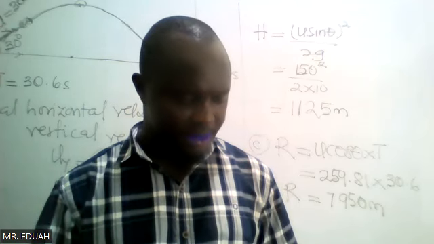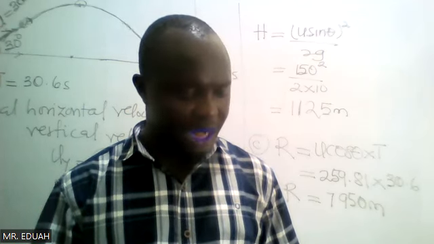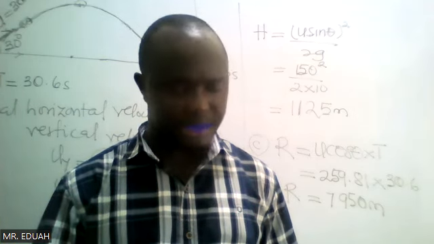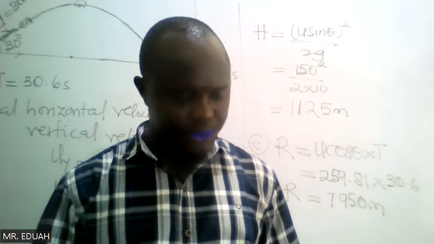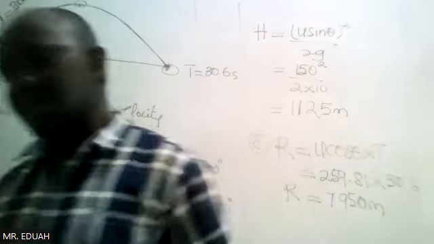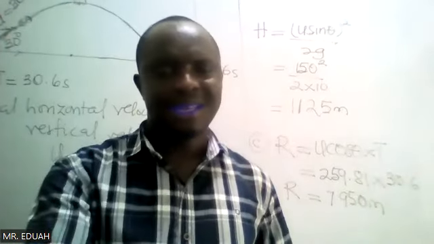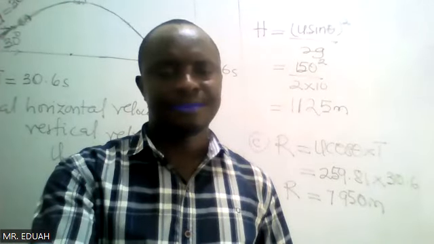Then B, the speed of the particle at its maximum height. Take g to be equal to 10 meters per second squared. So, 5 minutes again.